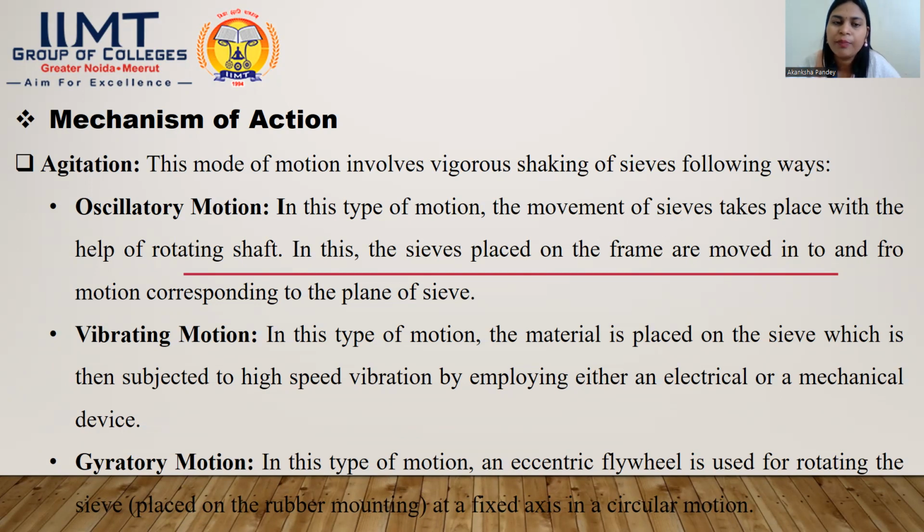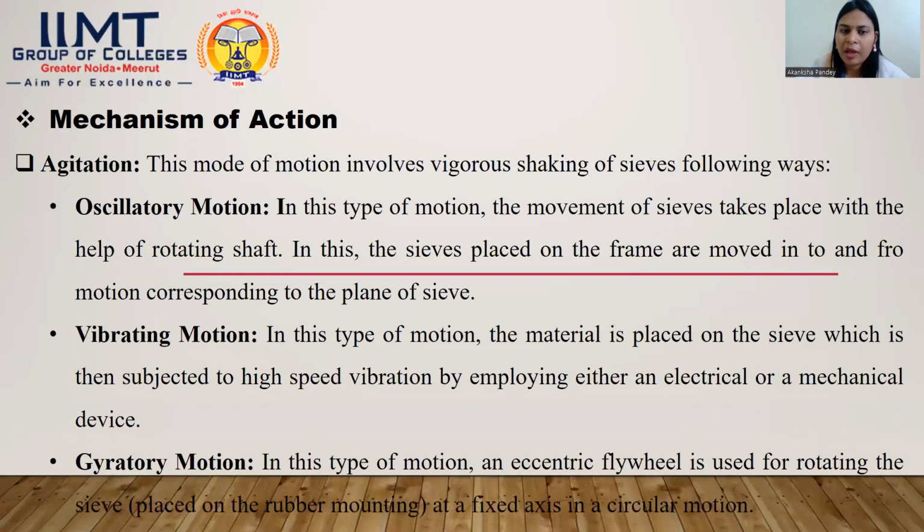First is oscillatory motion. In this type of motion, the movement of sieves takes place with the help of a rotating shaft. The sieves placed on the frame are moved in a to and fro motion corresponding to the plane of the surface. You can see a stand, and oscillatory motion is like rotating. The particles are kept in motion, and hence there is a bigger chance for more and more particles to pass through that sieve.